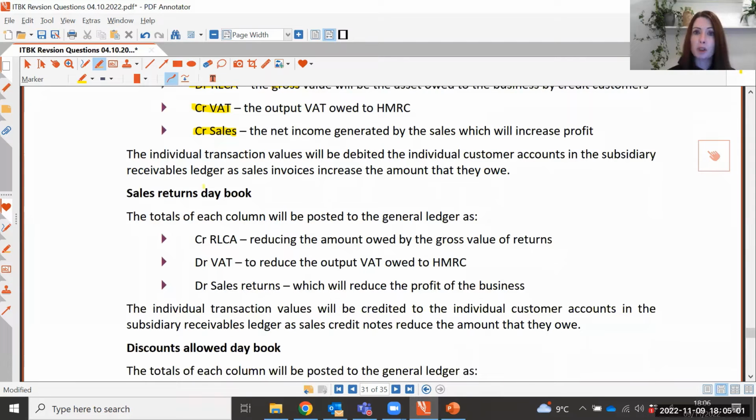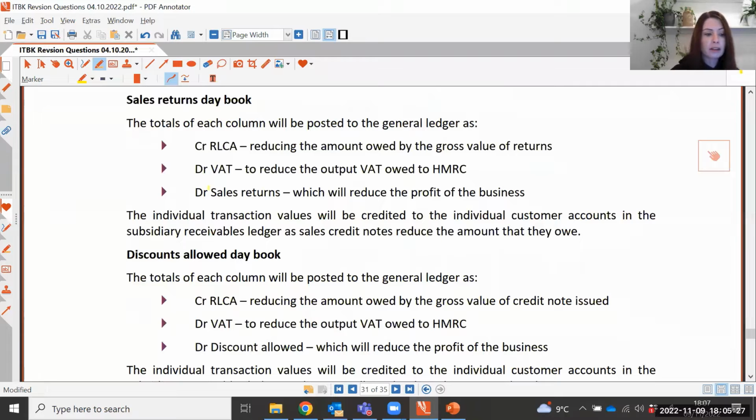Now, as well as posting to the general ledger, we would also need to post to the relevant subsidiary ledger. So in this case, it would be to the receivables ledger, and we would post it onto the same side of the account. But remember, within the subsidiary ledger, you don't need to post a double entry. It would just be one-sided.